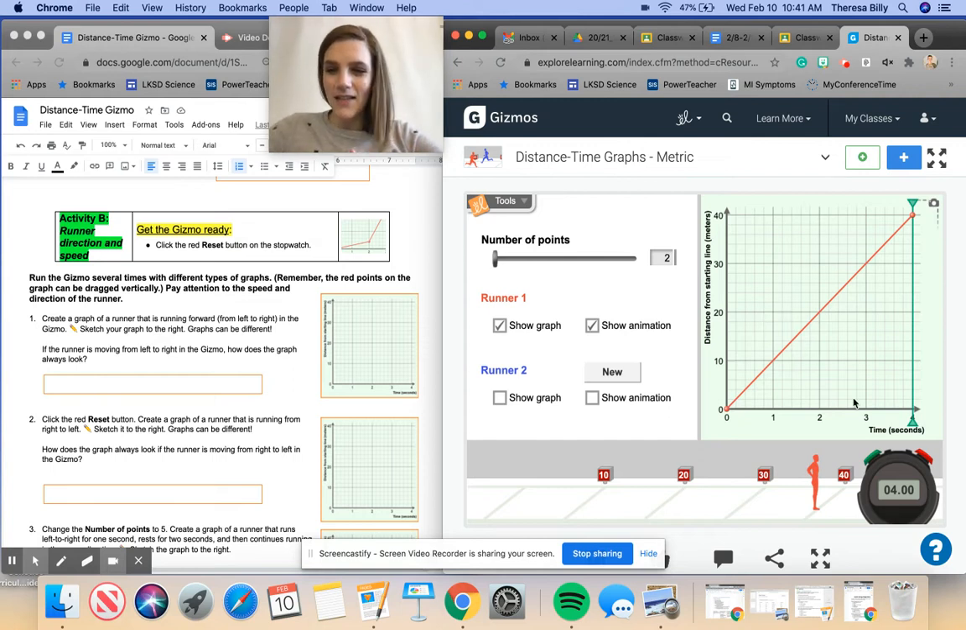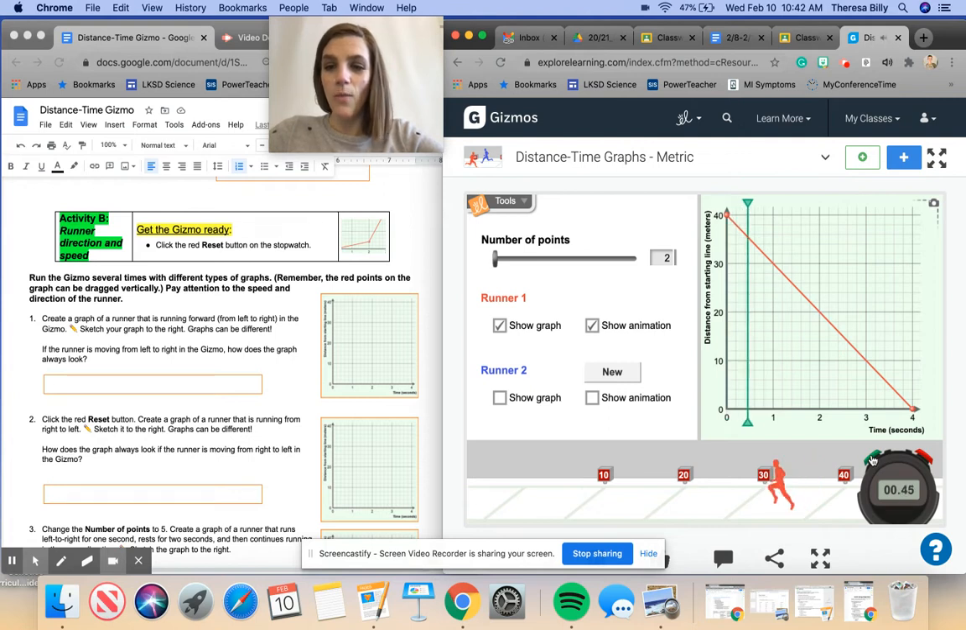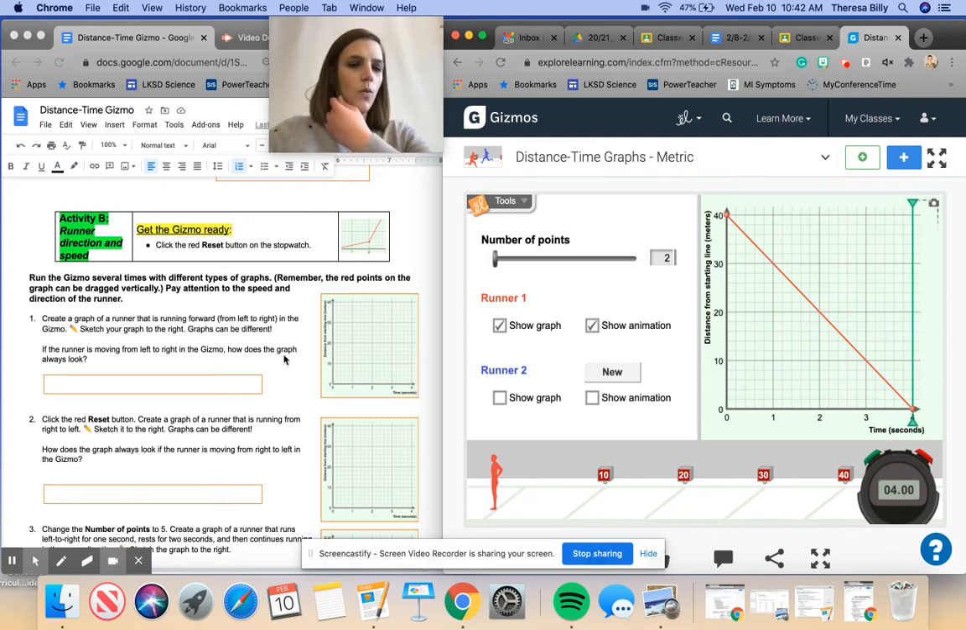That makes sense. How could we get it though so that the runner reverses direction and runs backwards? Well, if we want them to run backwards, we want them to start at 40 meters, so that when they end at 0 meters, right? So we can check it. If I press the green go button, does that mean that they run backwards? Yeah, it does. So that should help you figure out what's going on with questions number 1 and 2.